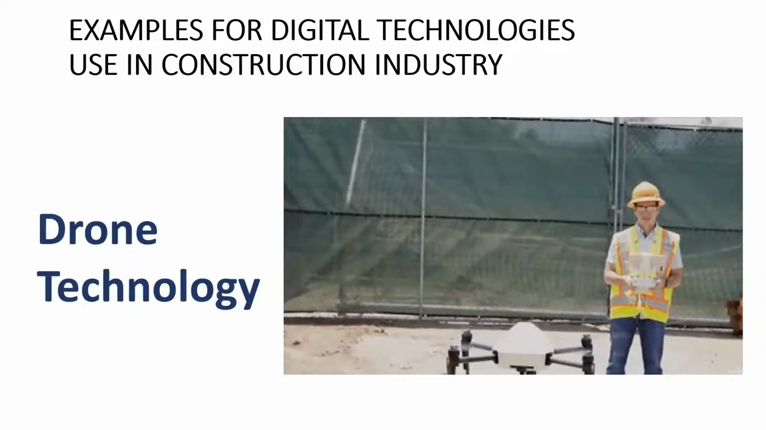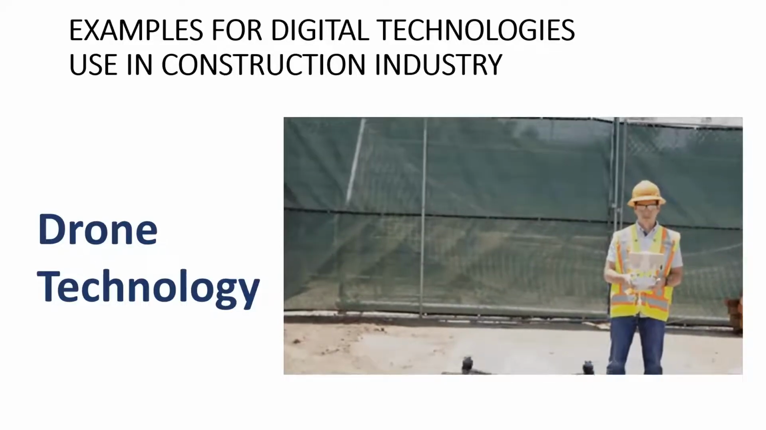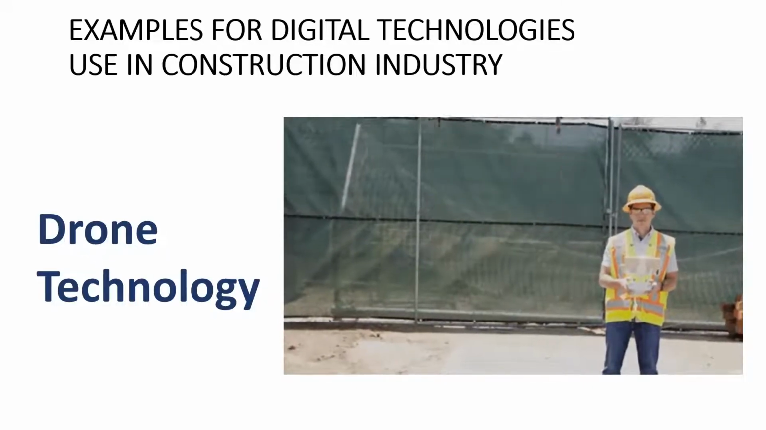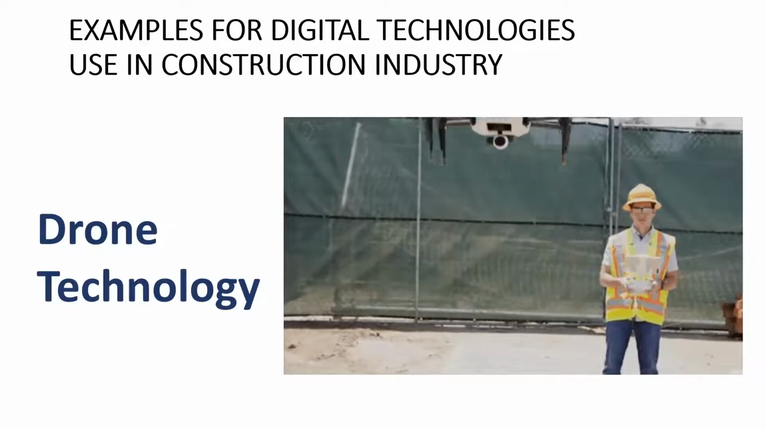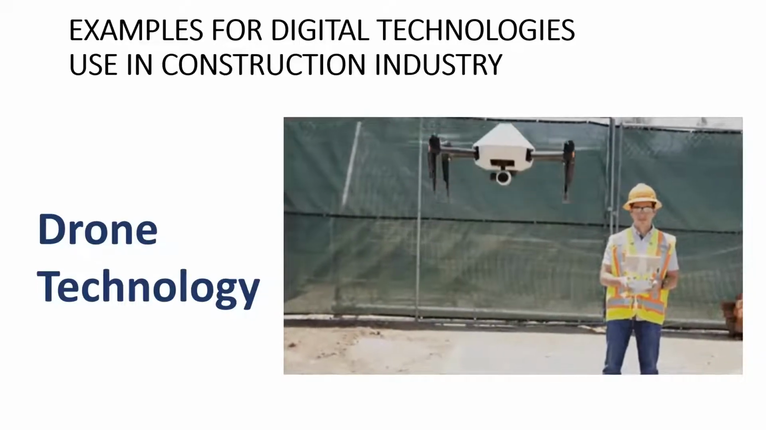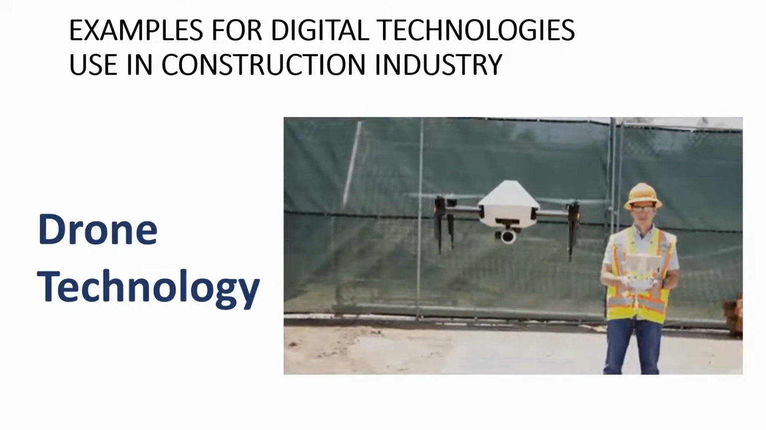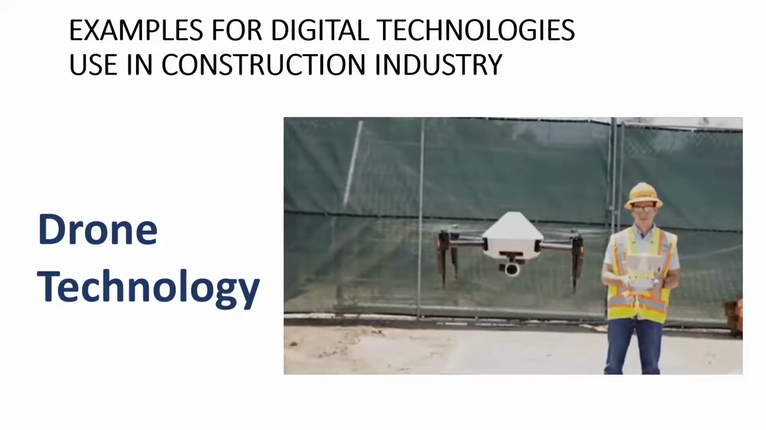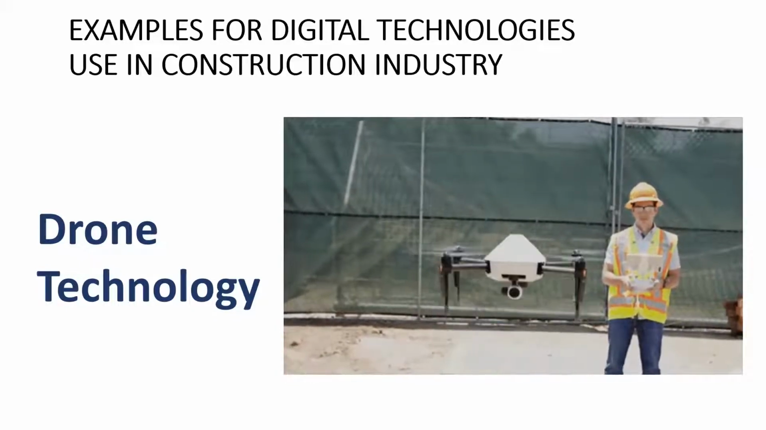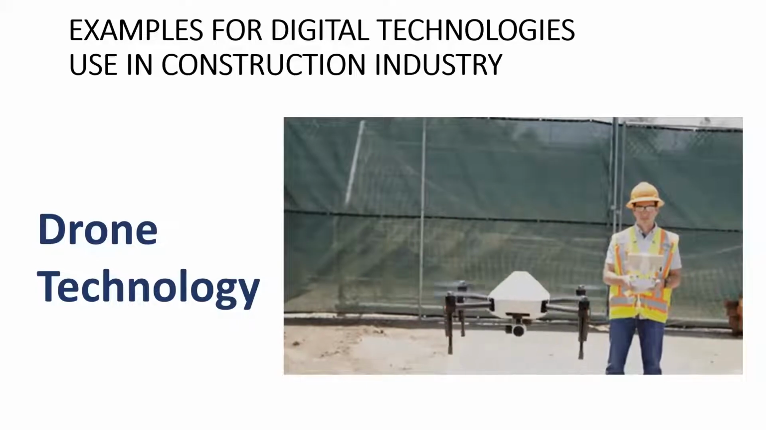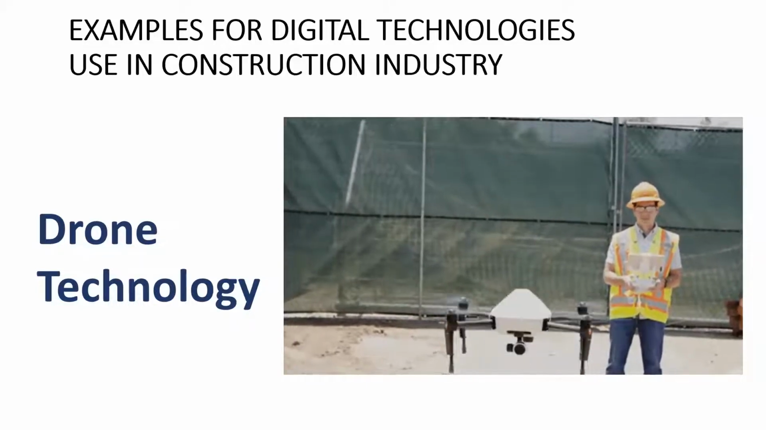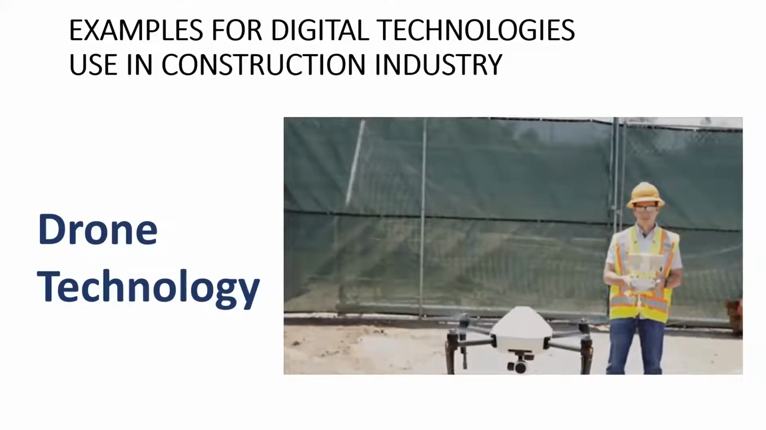Then you can create a 3D model. Then you can get information from that particular 3D model by using software like Autodesk Navisworks. So that is the process of using drone technology in building information modeling. And you can use drone technologies to monitor the site, and there are a lot of applications.